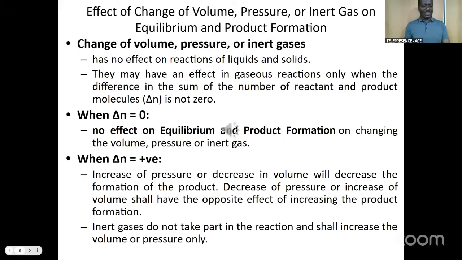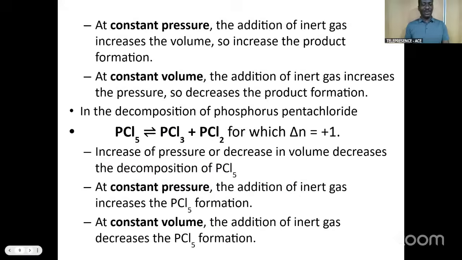All right. So, for example, in the illustration given above, we're looking at PCl5. Let's look at it together. So we have this illustration here. PCl5 decomposing to give PCl3 plus Cl2. You have 2 moles of product and 1 mole of reactant. So delta N is positive. If you increase the pressure, you are invariably increasing the amount of products.